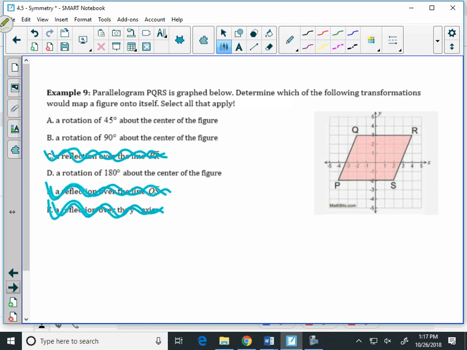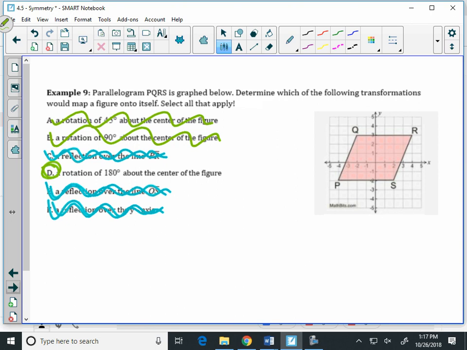Okay? We also just talked about that the angle of rotation for all parallelograms is 180 degrees. Well, that's less than 180. That's less than 180. So our only answer is D. That is the only answer option.